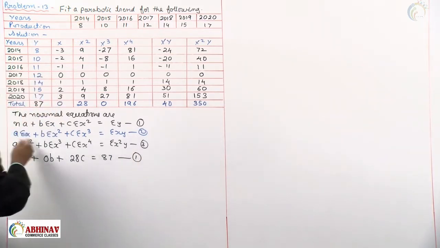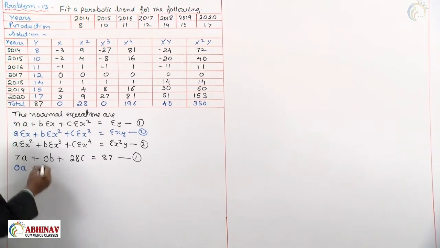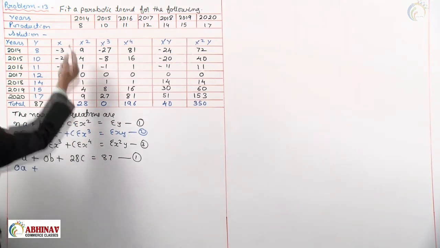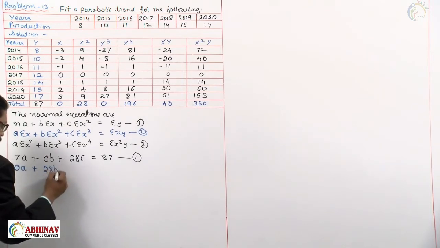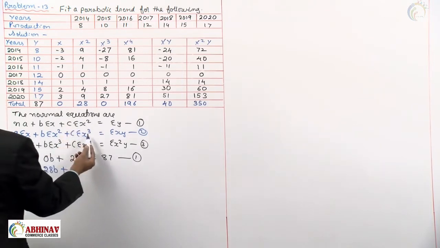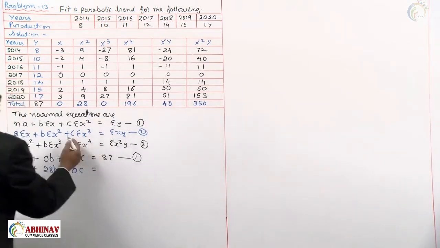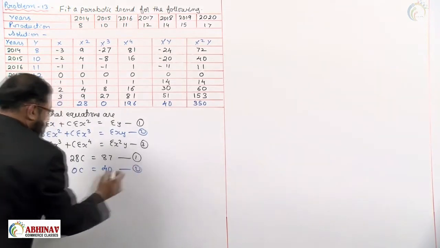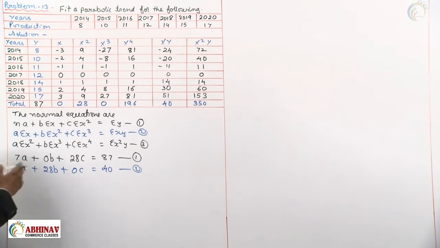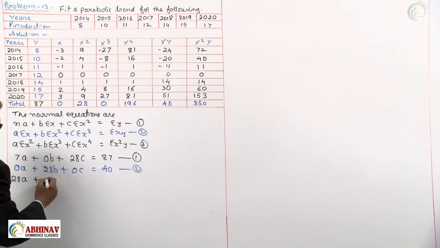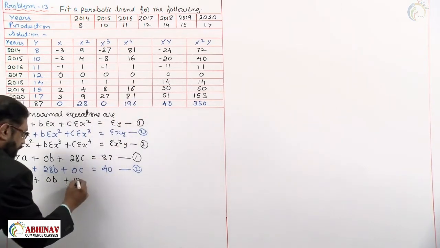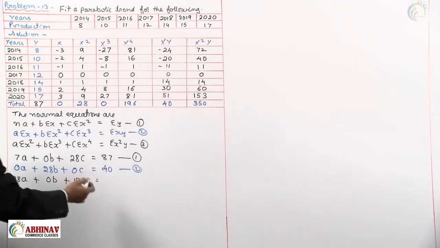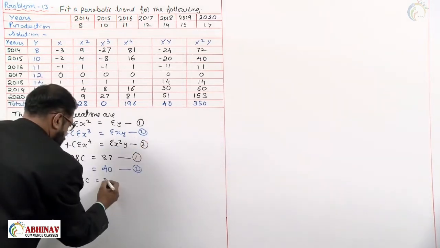Let us see the second equation. A into summation x, 0a, plus b into summation x square, 28b, plus c into x cube, 0c, is equal to xy total, which is 40. Then, last: a into x square, 28a, plus x cube, 0b, plus x raised to 4, 196c, is equal to summation x square y, 350.